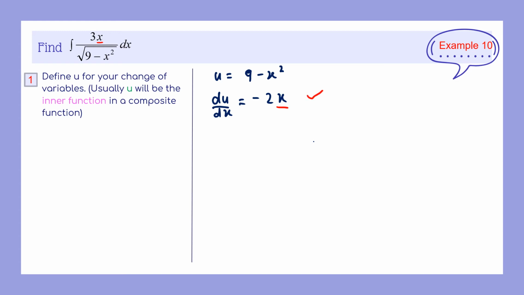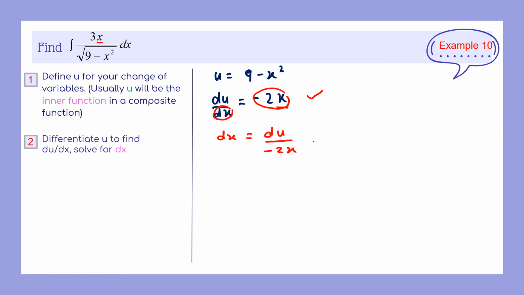Then we continue with step 2. Differentiate u to find du dx and then solve for dx. Since we have du dx, then we can make dx as a subject. So dx here equals to, swap the positions of dx and negative 2x, so du over negative 2x. So after that, we continue with step 3.